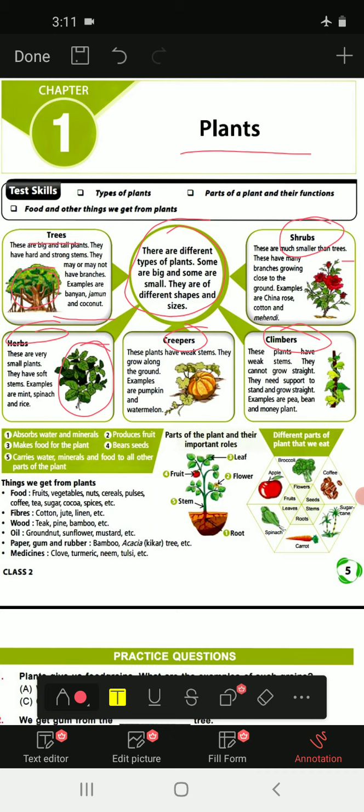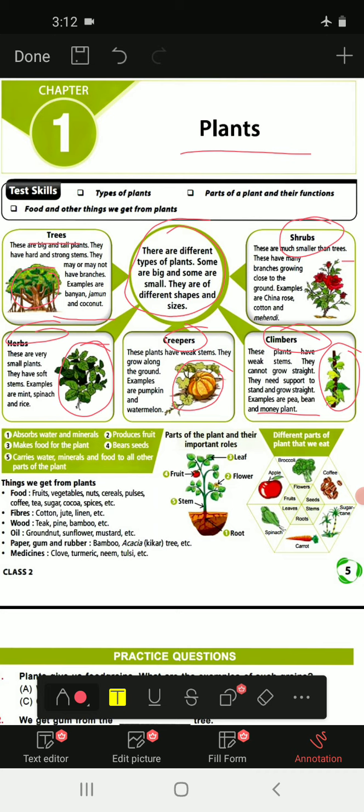Next one is creepers. These plants have weak stems. They grow along the ground. Examples are pumpkin and watermelon. These are the examples of creepers. Next one is climbers. These types of plants have weak stems. They cannot grow straight. They need support to stand and grow straight. Examples are pea, bean, and money plant. These are the examples of climbers.